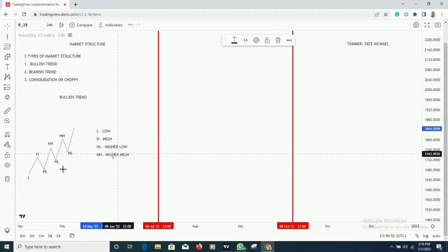Now there's something vital. You must take note of this. Look at this. A higher low in a bullish trend is not valid except a higher high is formed. A higher low is not valid until a higher high is formed.